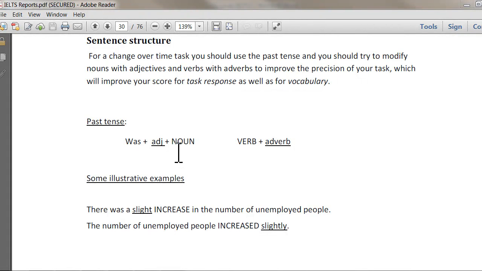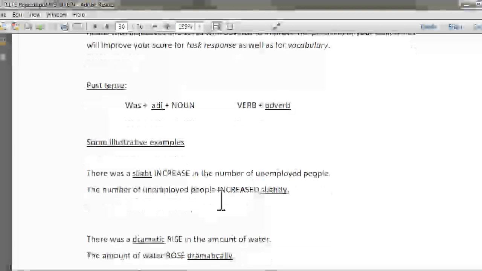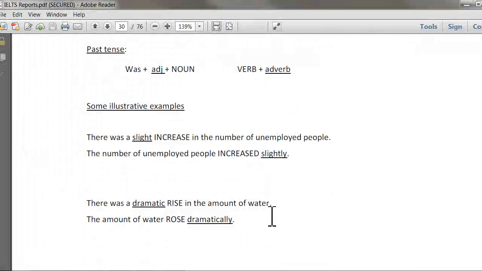It also helps vocabulary because you're able to show words like dramatic, and you're able to show the examiner the precision in language counts for your lexical resource, your vocabulary, and also for the task achievement. So this is a good thing to do. So instead of just talking about an increase, maybe a slight increase, or a dramatic increase if it's larger.